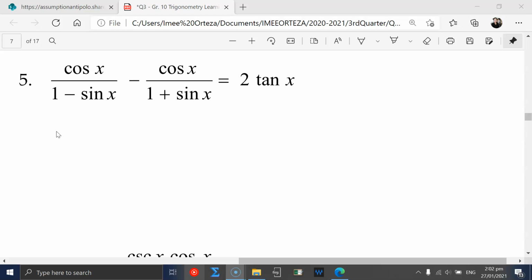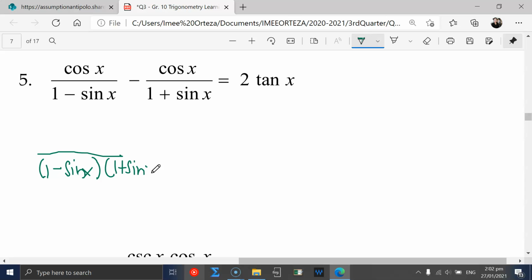Hi, let us prove if the given is an identity or not. We work on the left side because it is more complicated. The left side contains fractions, so we use the LCD of the two fractions. And that will be the product of 1 minus sine x and 1 plus sine x. So 1 minus sine x times 1 plus sine x.